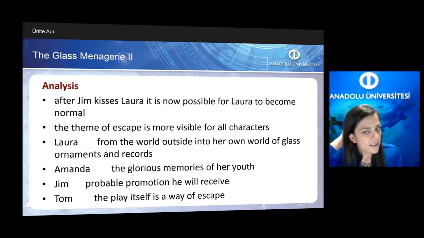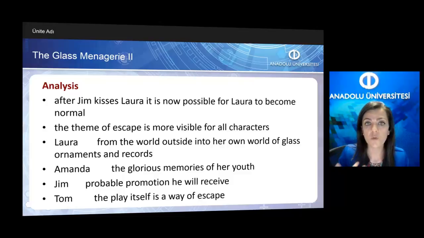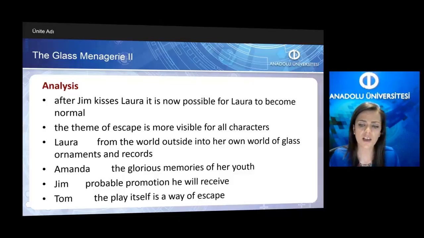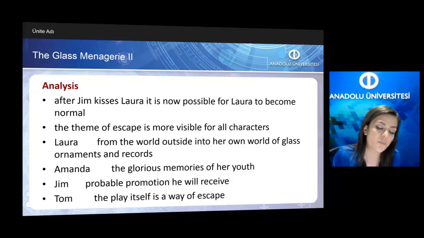In this scene, after Jim kisses Laura, it's now possible for Laura to become normal. And the theme of escape is more visible for all characters in this scene. Laura is far from the world outside, and she was so into her own world of glass ornaments and records. And now Amanda is escaping to the glorious memories of her youth, whereas Jim escapes to the probable promotion he will receive. The way of escape for Tom is the play itself, and at the end we learn that Tom managed to escape from the harsh reality of his life.